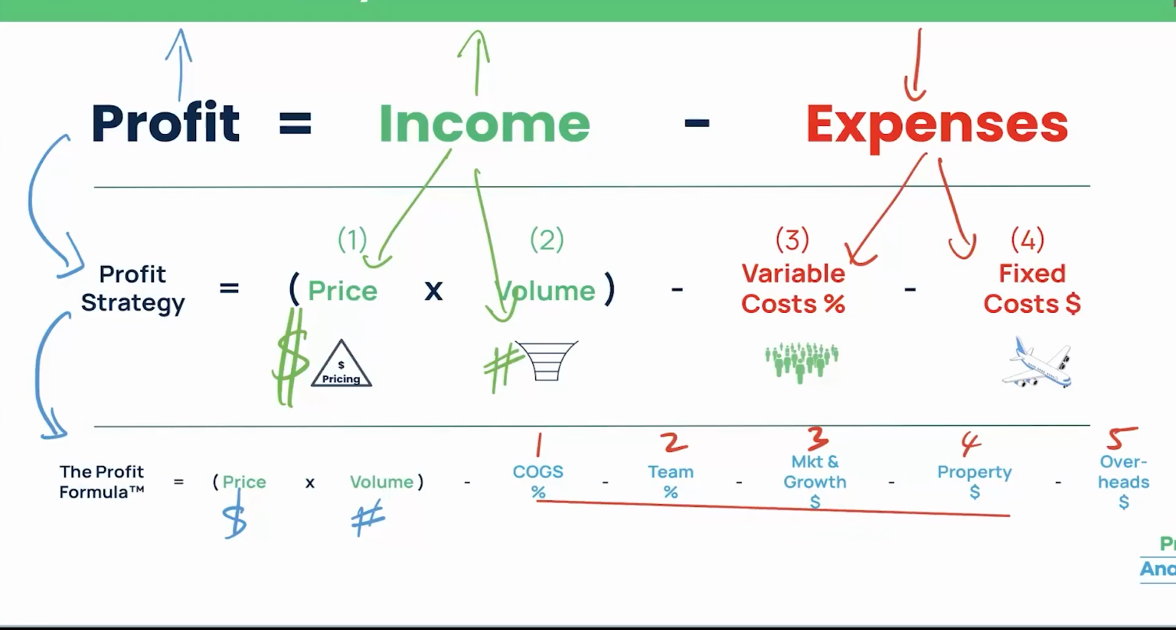Number 4 is our property. If you're renting a premises or you own a place and you're paying expenses on it, we want to group that together. And finally, number 5 is what I refer to as the overheads. And this is really just the catch-all bucket. If something doesn't fit into cost of sales, team, marketing, property, it goes into the final bucket, which is the overheads bucket at the end there. Once we've got to this layer, we've gone 2 layers deeper. We're now dealing with these 7 numbers, okay?